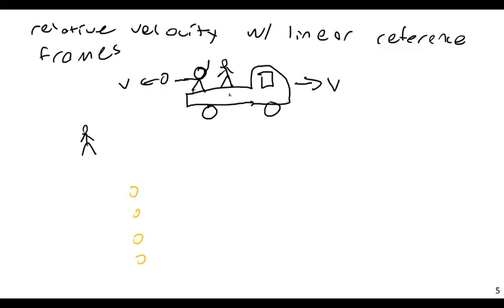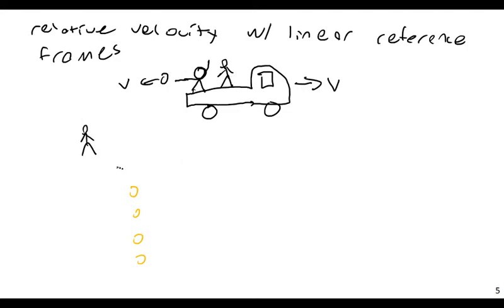Forward velocity. If you ask the person in the cab of the truck or in the bed of the truck, they will say they saw the baseball flying this way at 60 miles an hour away from them. And they are correct. In their reference frame, the baseball went flying 60 miles per hour away from the person who's in the bed of the truck.